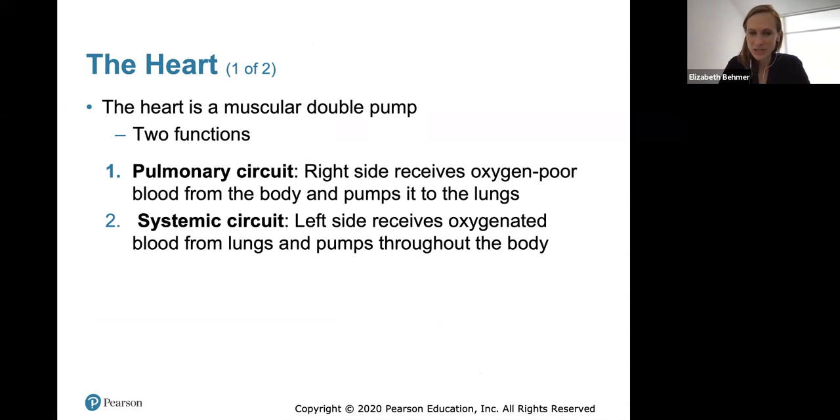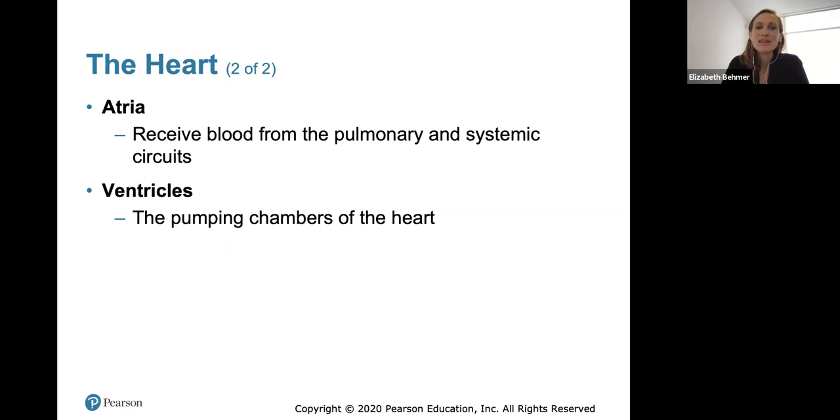It has 2 functions: to pump blood in the pulmonary circuit, where the right side will receive oxygen poor blood from the body and pump it to the lungs, and the systemic circuit, where the left side receives oxygen rich blood from the lungs and then pumps it throughout the body. The atria are the upper chambers of the heart that receive blood from the pulmonary and systemic circuits, and the ventricles are the lower chambers of the heart. These are the pumping chambers.